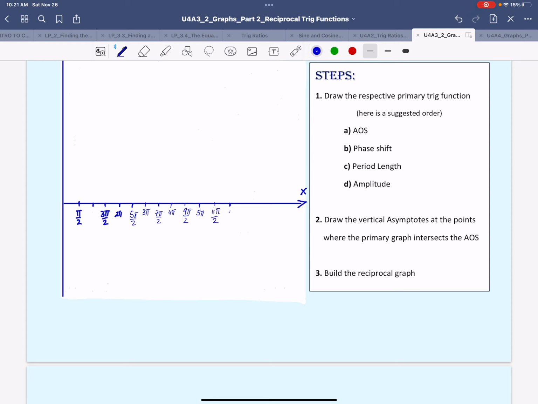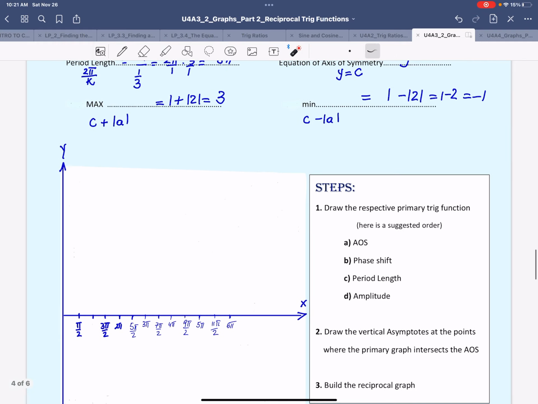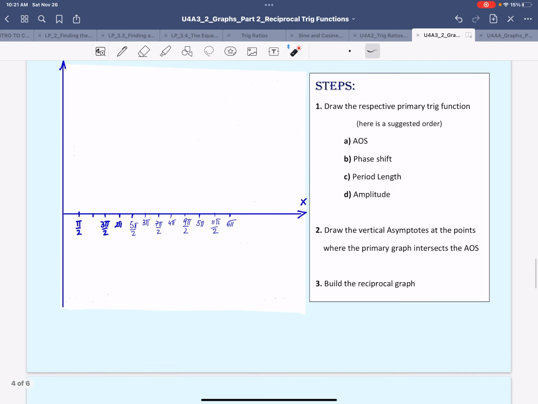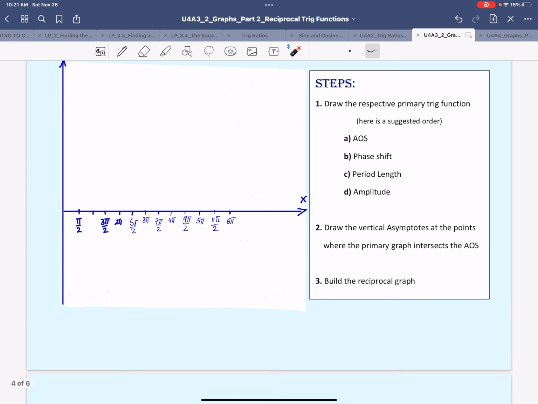12 pi over 2, or 6 pi, and by now, as you can see, you have reached the length of the period. And knowing that the graph has shifted 3 pi over 2 to the right, it means that we need to go another 3 pi over 2 to the right of 6 pi, so we can end the cycle. So remember that this was 12 pi over 2, so the next value will be 13 pi over 2. We're almost there. 14 pi over 2, which is 7 pi, and then 15 pi over 2.